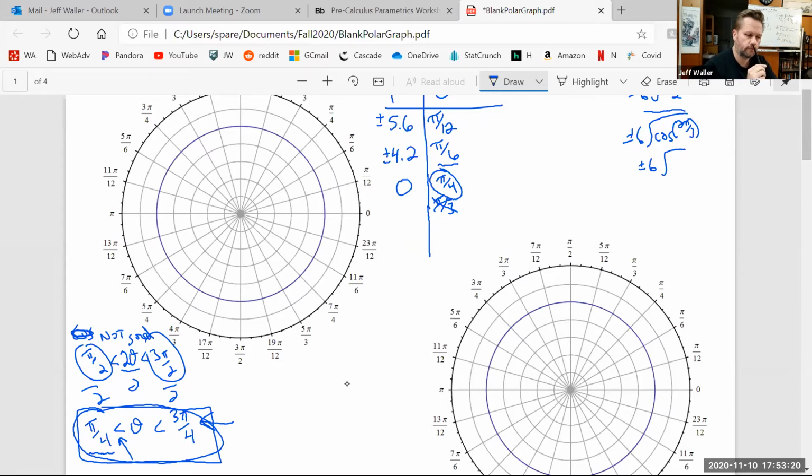Why can't we use 3 pi over 4? Because then twice that would be 3 pi over, no. Let me be careful. We can use 3 pi over 4 all day long. So what I'm writing down here is all angles we cannot use. It was just quicker to do that.